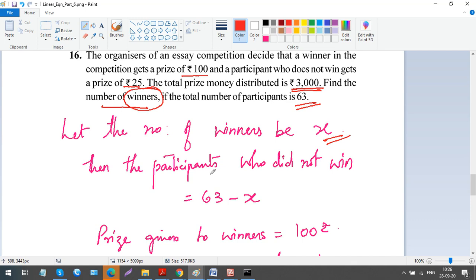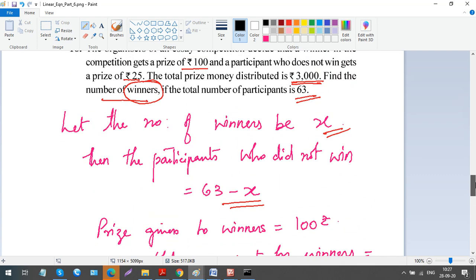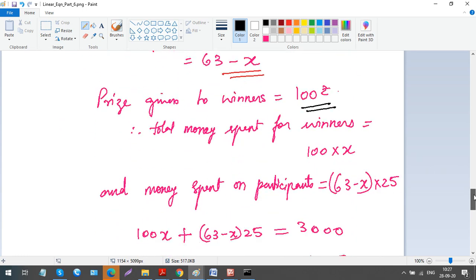So the total participants were 63. So obviously the ones who did not win are going to be 63 minus x, correct? Because x are the winners and the total members who participated were 63. So 63 minus x is going to be the ones who did not win, right? Now the prize money, how much money is supposed to be given to the winners? 100 rupees, correct? So x number of winners are there, so how much money will be going in distributing the prize for the winners? It is going to be 100 into x, right?